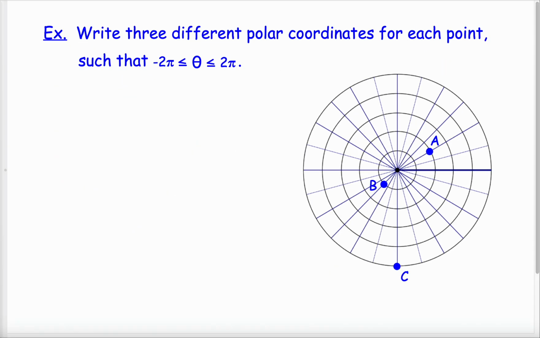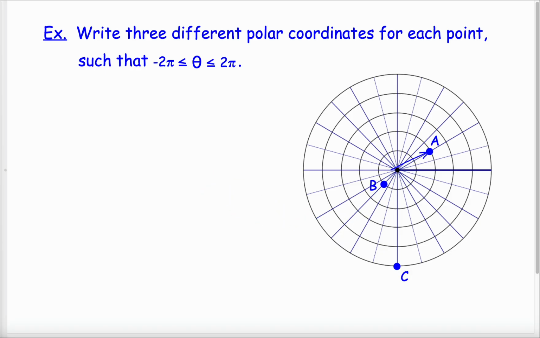I've plotted 3 different points here in the polar system, and I'd like you to not only write polar coordinates for each point, I want you to write 3 different polar coordinates for each point, and the angle needs to be between negative 2 pi and 2 pi. So let's tackle this. Actually, this might be a good place for you to hit pause, try it, and then hit play and see how you did.